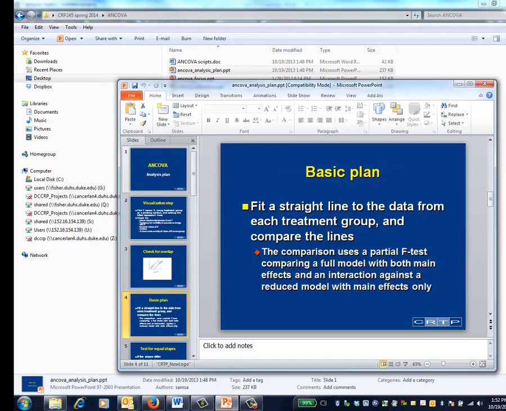The next step is to fit a straight line to each of the study groups and to compare the slopes of those lines. In the rehabilitation example, we fit separate lines for each type of rehabilitation facility, where these lines have pre-rehab functional status as the predictor and post-rehab functional status as the outcome. The statistical comparison uses a partial F test, discussed in detail elsewhere, that adds an interaction term to a reduced model that contains both main effects.